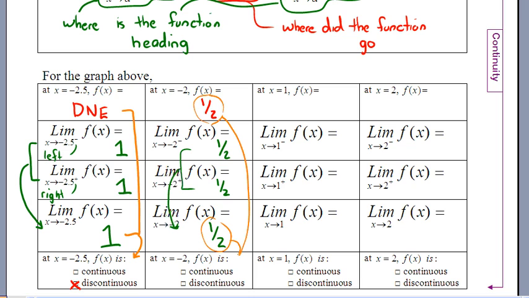So now when people say, well, what do you think about this one? I would say, oh, that's great. This thing is totally continuous at x is equal to -2. It actually went to 1/2, and it was heading towards 1/2. Okay, let's try x is equal to 1.